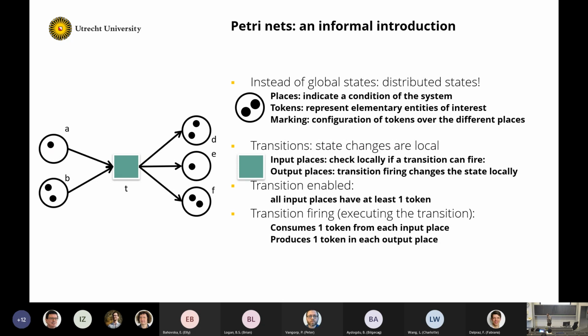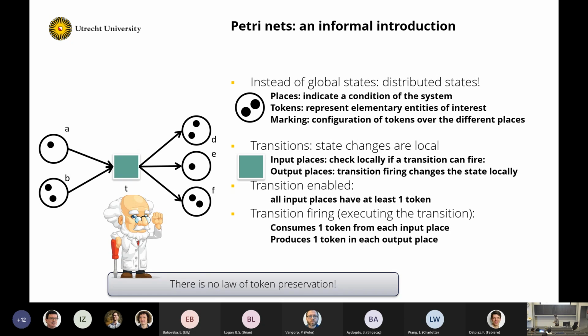All input places should have a token. No, it's enabled. It can fire. Yeah, it doesn't mean it fires. It can fire. And then you choose randomly which one will fire. Then the state changes, and you calculate again what are the transitions that are being enabled.